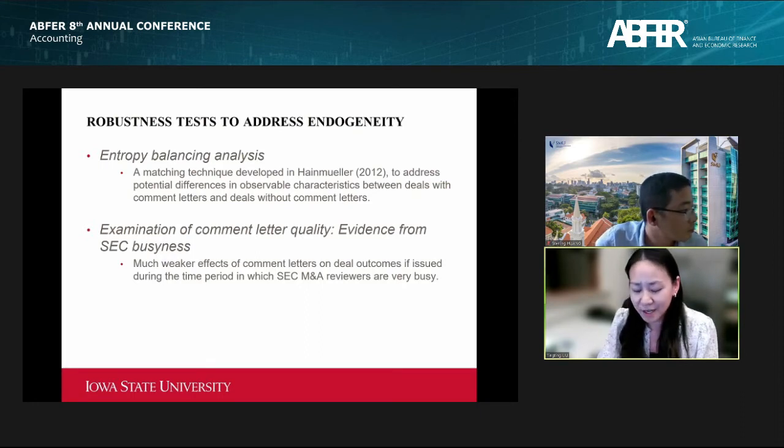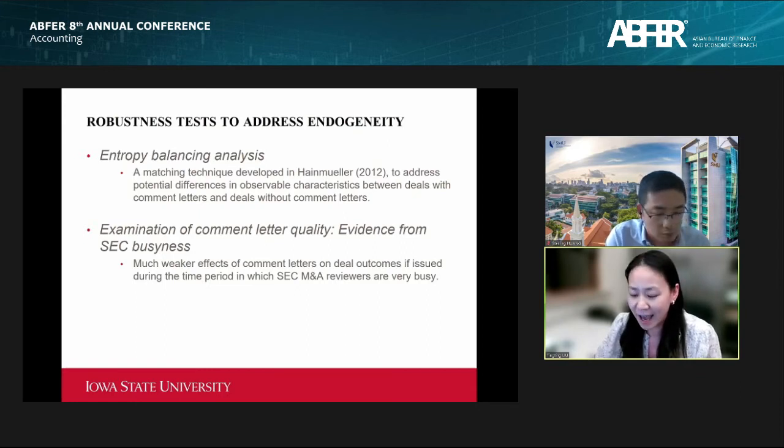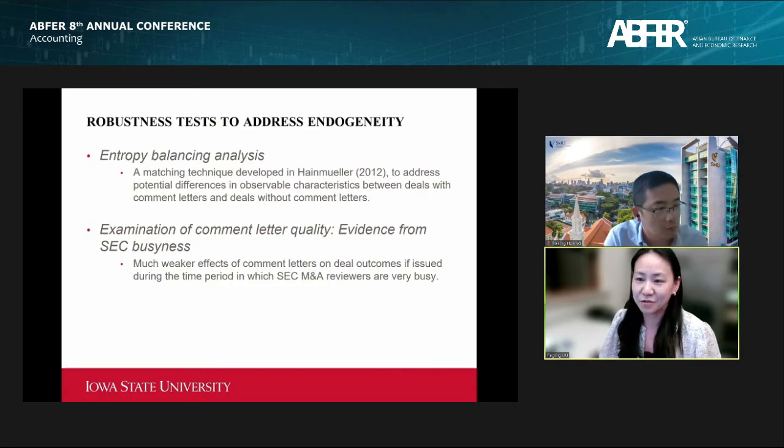So what we do here, again, is talk to the SEC staff and ask them. We are trying to come up with a measure that can capture the quality of the review process. So we asked them, do they have certain time periods when they are extremely busy? Our conjecture is, if they are extremely busy, they probably spend less time reviewing those merger filings, which are hundreds of pages long.